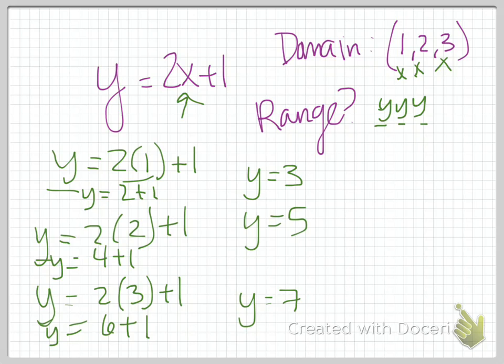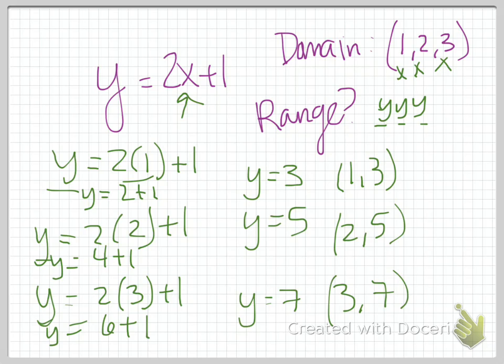Okay, so this point would then be 1 comma 3. This one is 2 comma 5. And this one's 3 comma 7. So we just put the x value back in that we plugged in for our x point, and then the y value we found we put in our y section.